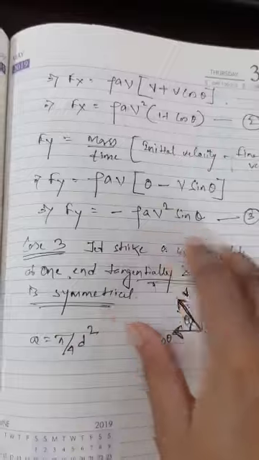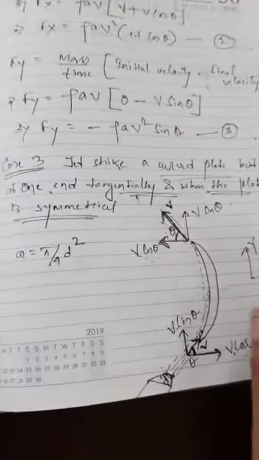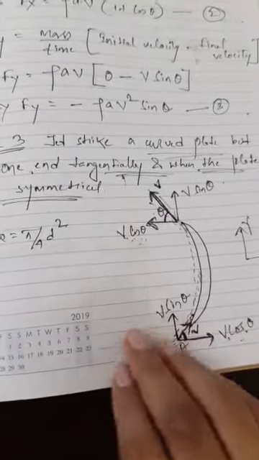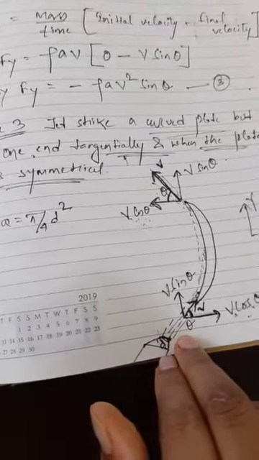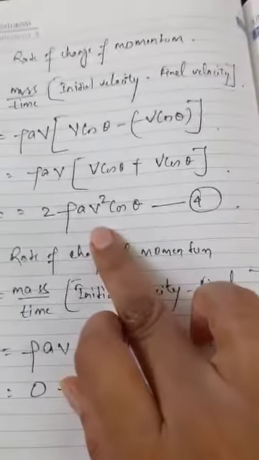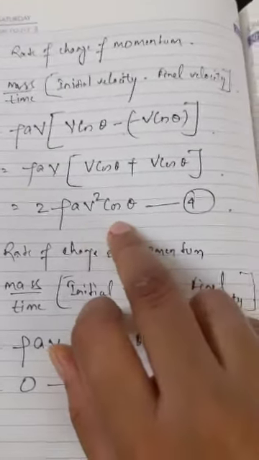v square sin theta. Then we saw another case where the water jet strikes not in the middle but tangentially at one corner. In that case again there was Fx and Fy. So Fx came out to be 2 rho a v square cos theta and Fy was 0.